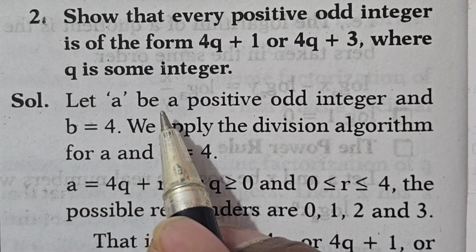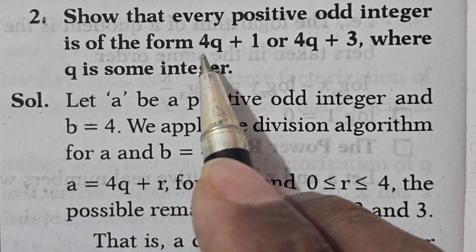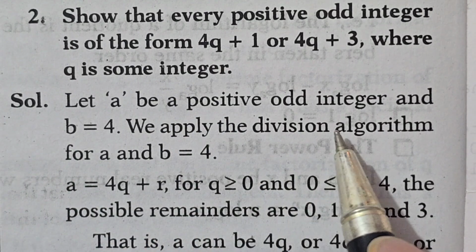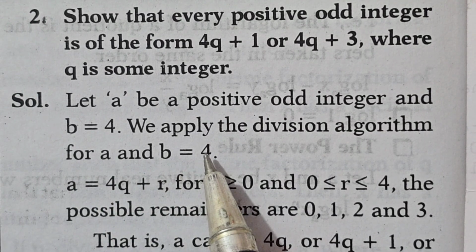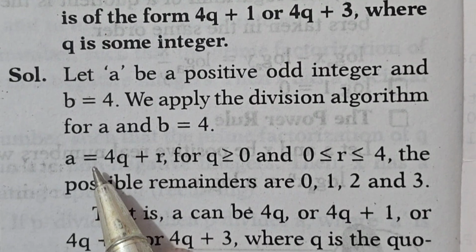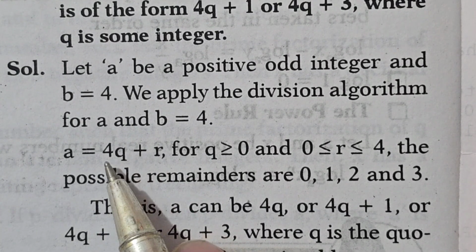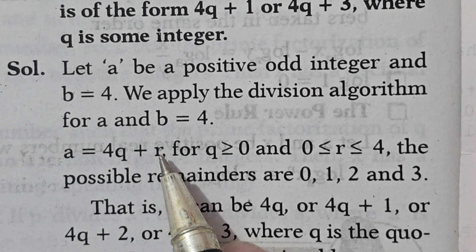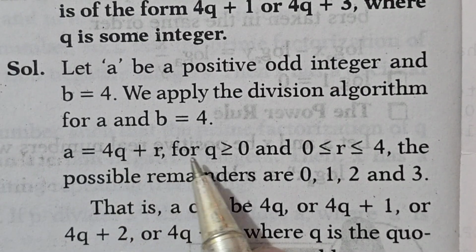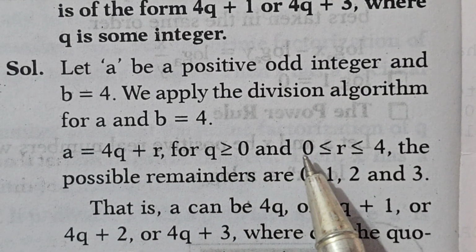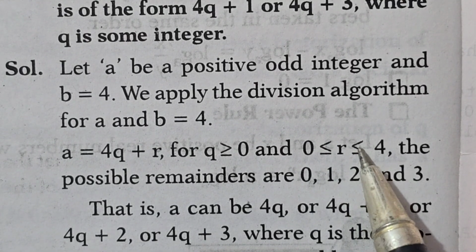Now let a be a positive odd integer and b equal to 4, given. We apply the division algorithm for a and b, where b equal to 4. That means a is equal to 4q plus r. What is the value of r? It lies between 0 and less than 4. So q is greater than or equal to 0 and 0 less than or equal to r less than 4, not equal to 4 here.